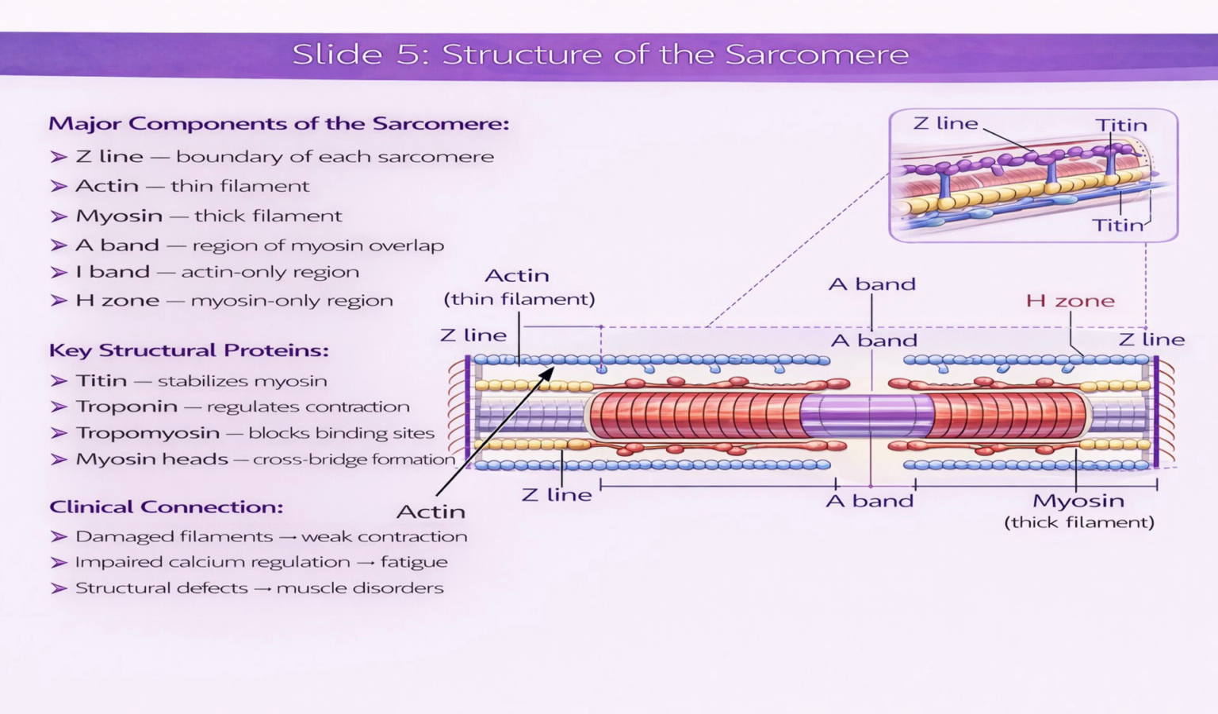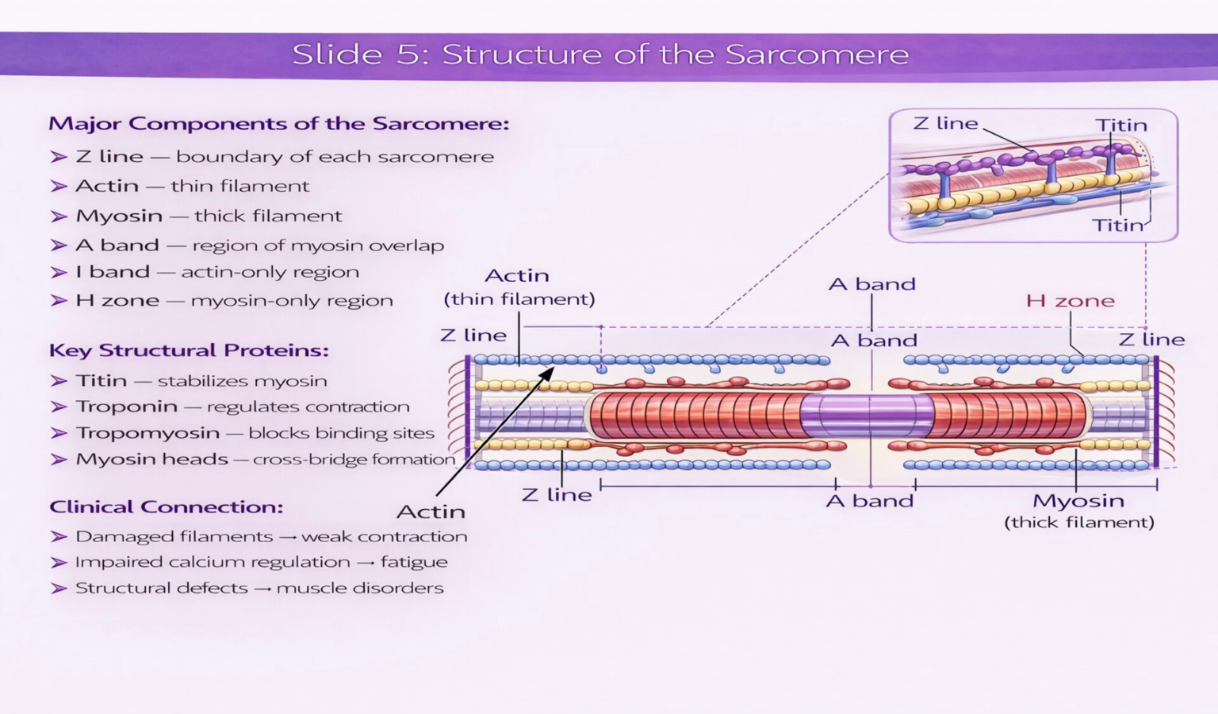The A band represents the region where myosin is present, including areas of overlap with actin. In contrast, the I band contains only actin filaments, while the H zone represents the central region containing only myosin.